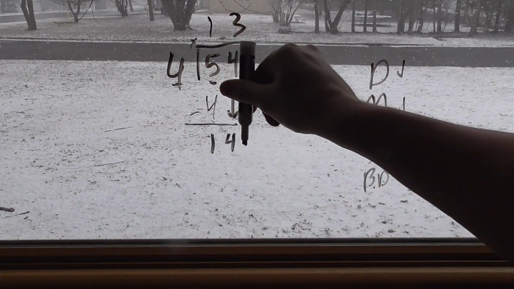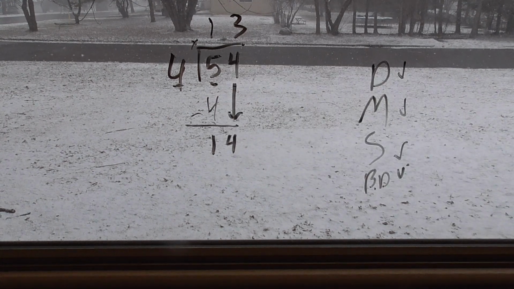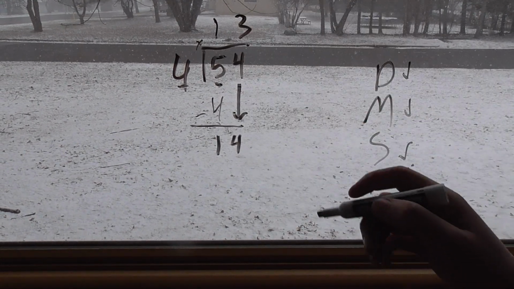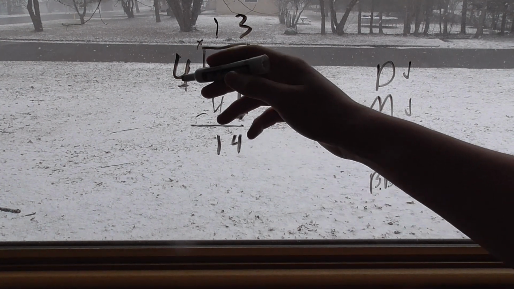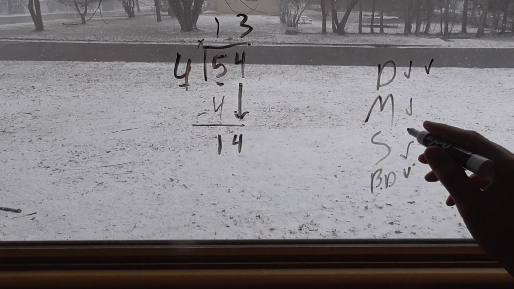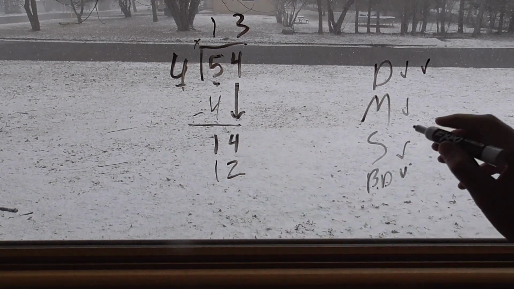You can see mine are all pretty straight. So that's really important, otherwise your bring down numbers are going to be all over the place. So be careful there. 4 goes into 14 3 times, check. 3 times 4 is 12.